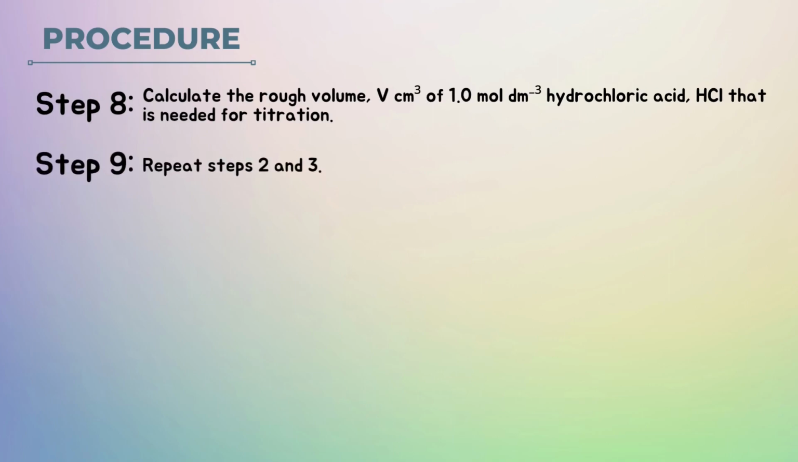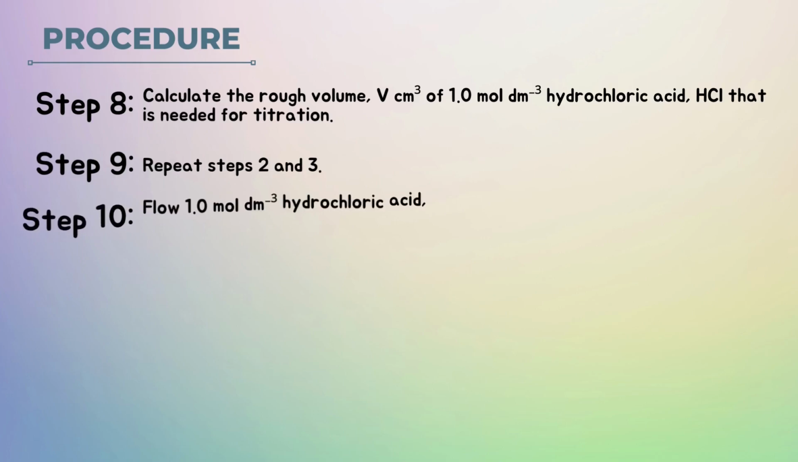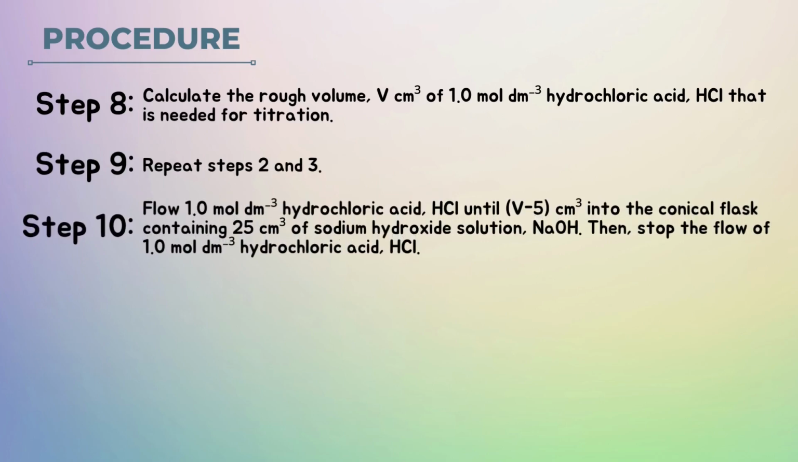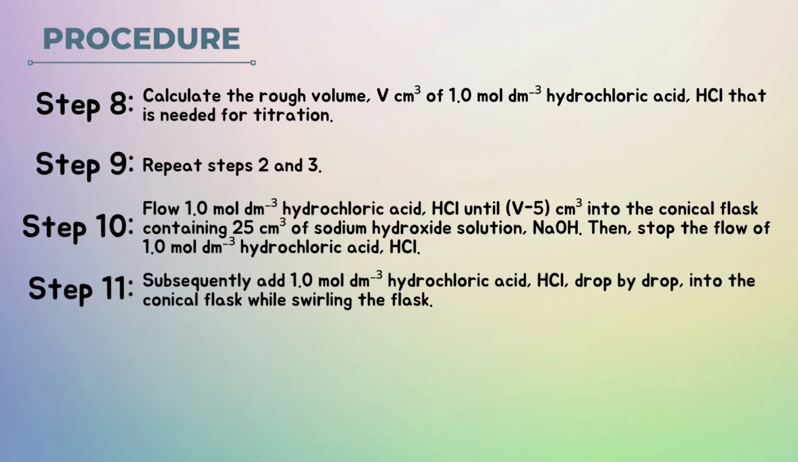Step 9. Repeat steps 2 and 3. Step 10. Flow 1 mol/dm³ hydrochloric acid, HCl, until V minus 5 cm³ into the conical flask containing 25 cm³ of sodium hydroxide solution, NaOH. Then, stop the flow of 1 mol/dm³ hydrochloric acid, HCl. Step 11. Subsequently add 1 mol/dm³ hydrochloric acid, HCl, drop by drop into the conical flask while swirling the flask.